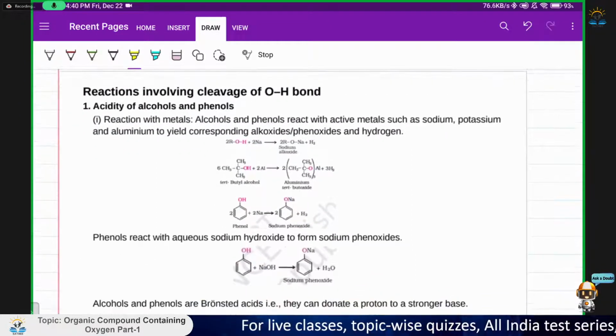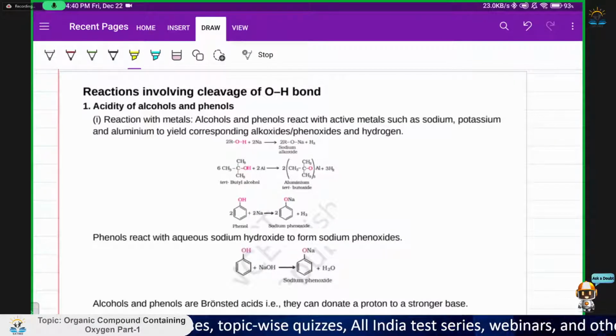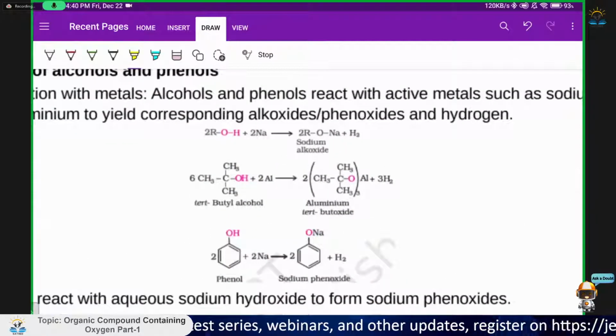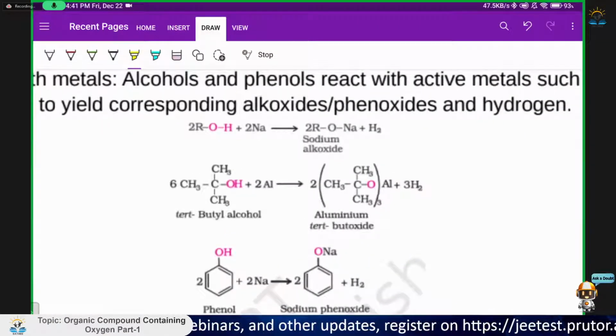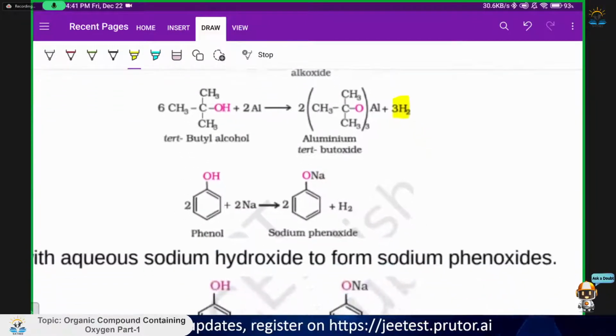First is acidity of alcohols and phenols. Reaction with metals. Alcohols and phenols react with active metals such as sodium, potassium, and aluminum to yield the corresponding alkoxide or phenoxide and hydrogen. We know that metals react with acids to liberate hydrogen gas. So here, when metals are treated with alcohol, they liberate hydrogen. So this shows the acidic property of alcohols.